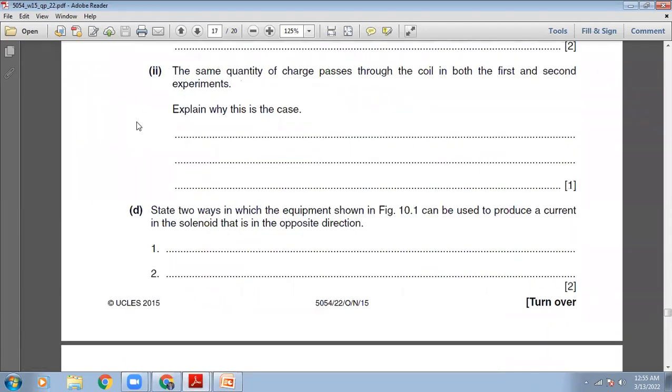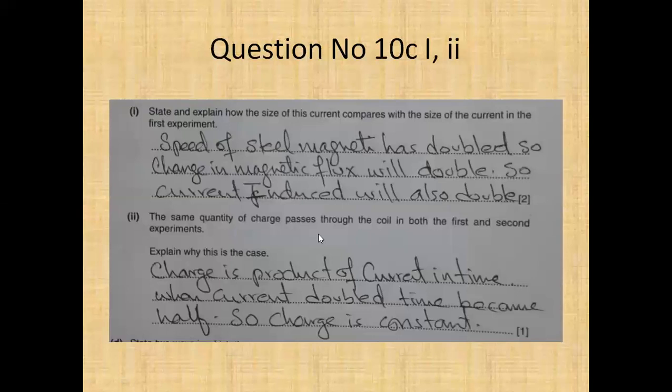Then he says the same quantity of charge passes through the coil in both the first and the second experiment. If you look at the formula for the charge, the charge is the product of the current and the time. You see, in the second case, the time has become half, but the current has become double. So when you multiply them, you will get the same amount of the charge. So charge is the product of the current and the time.